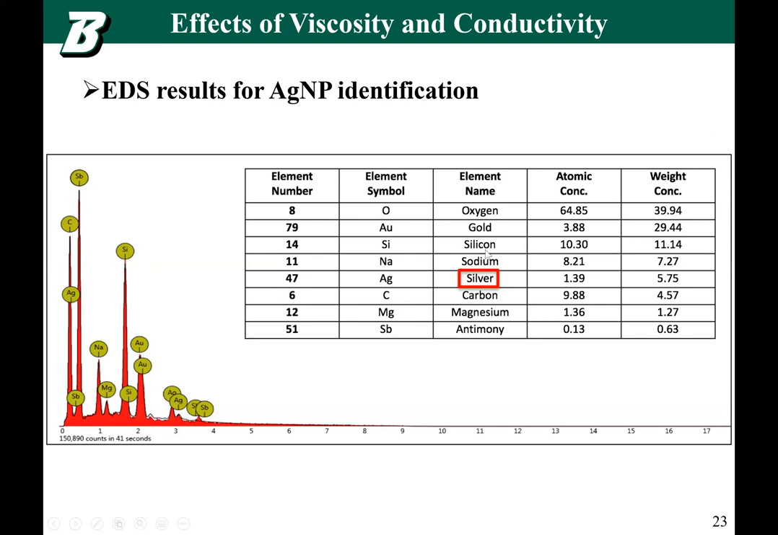As you can see, the silver can be obviously observed in our EDS results. The gold is due to the gold sputtering coating before the SEM image.